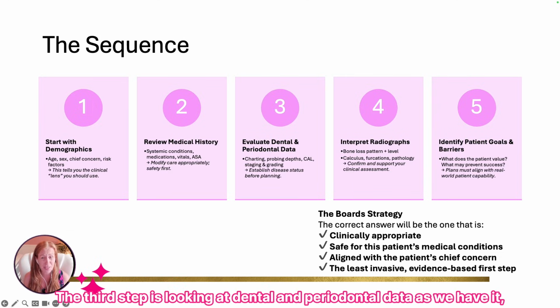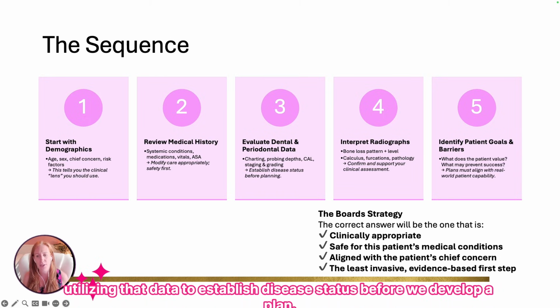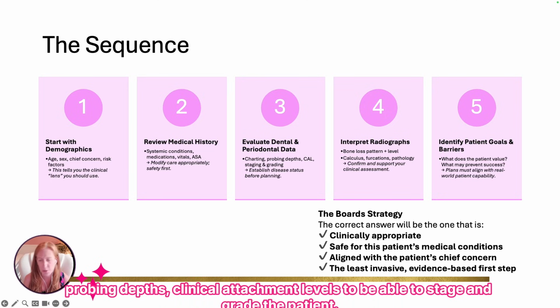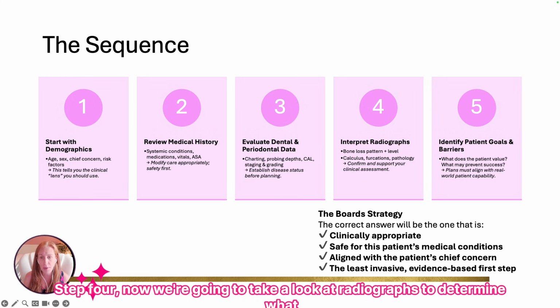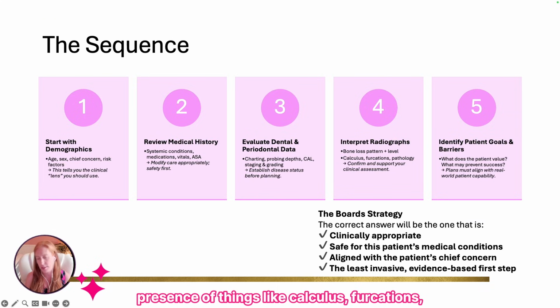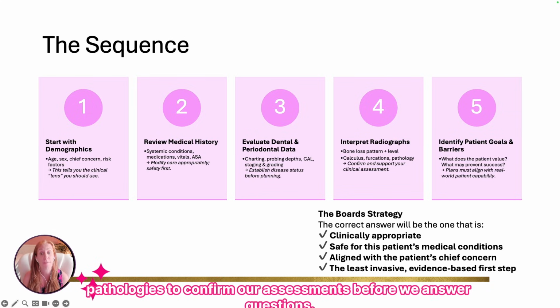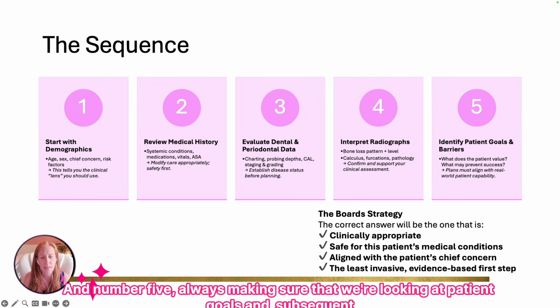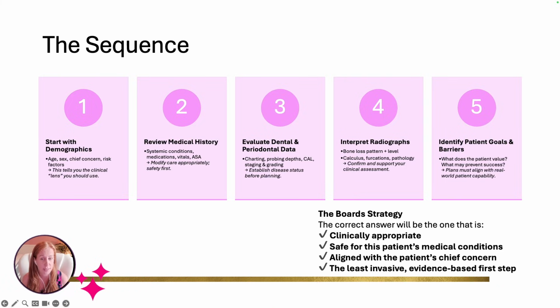The third step is looking at dental and periodontal data as we have it, utilizing that data to establish disease status before we develop a plan. And that's where we employ the charting, probing depths, clinical attachment levels to be able to stage and grade the patient. Step 4, now we're going to take a look at radiographs to determine what that bone loss pattern and level is, presence of things like calculus, furcations, pathologies to confirm our assessments before we answer questions. And number 5, always making sure that we're looking at patient goals and subsequent barriers.